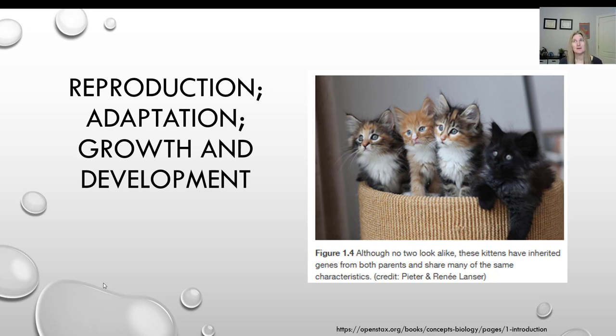Plants, they grow and develop as well. So think of, where did a tree come from? It came from a sapling, which grew from a little tiny seed in the ground. And so it grew and developed over time. Living things, they grow, they develop, they adapt, and they reproduce. So those are 3 characteristics of life.